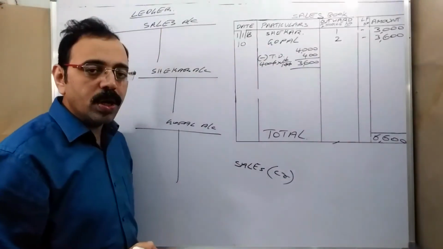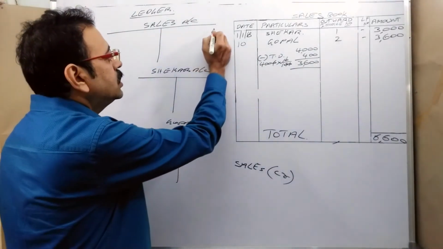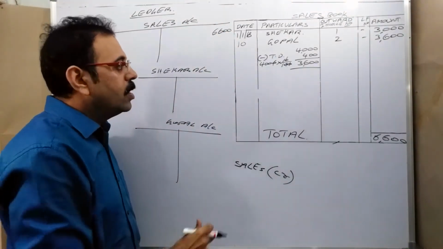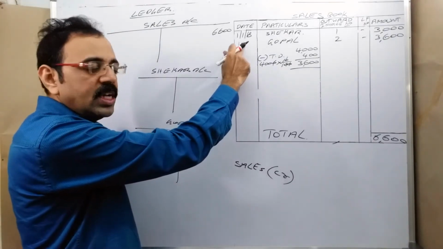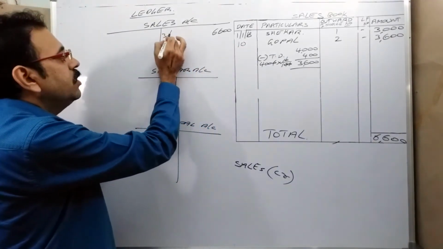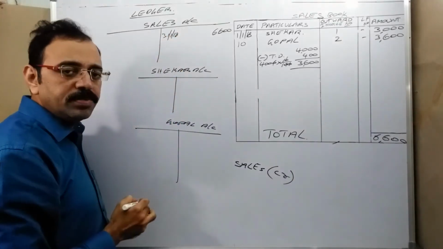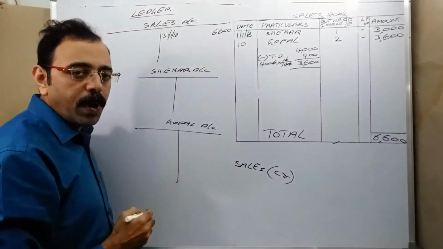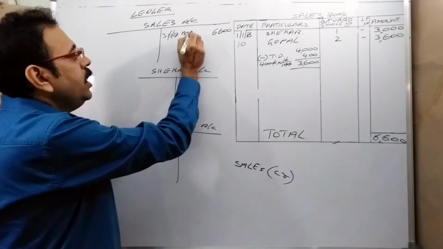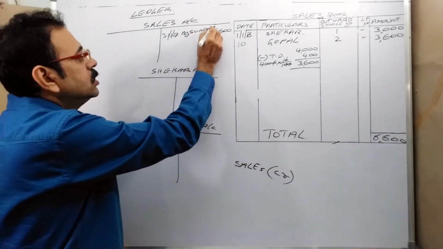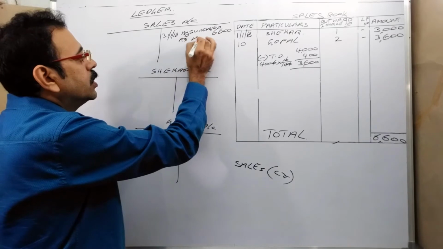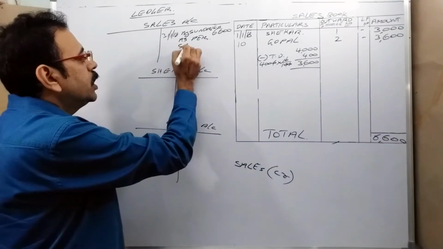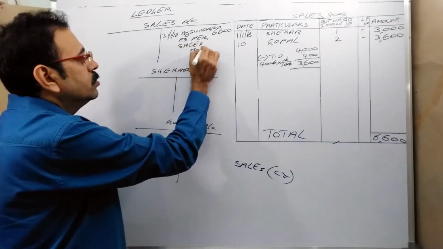Means we said we should write the total on the credit side. Credit side 6,600. What should be the date? Present month is January. January month's last date is 31st, so write down this date. What to write in the particulars column? Don't write by Shekhar, by Gopal. We should write by sundries as per. From which book are we taking this amount? Sales book. Therefore, as per sales book.